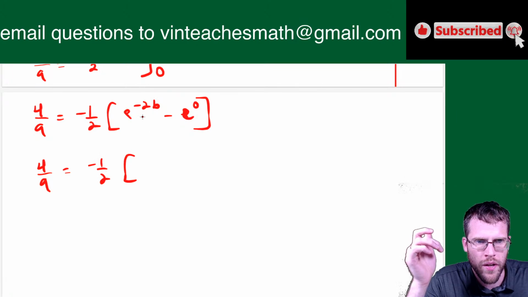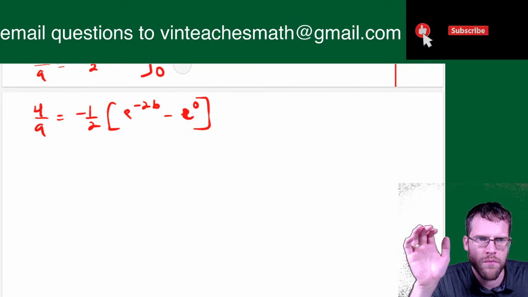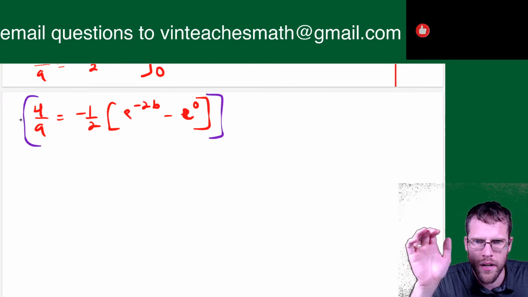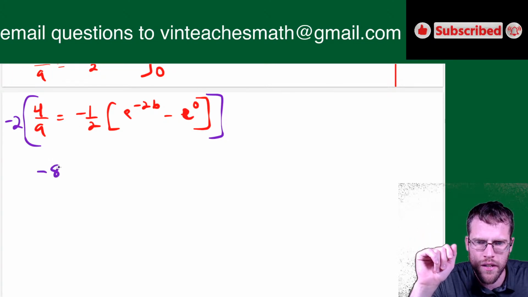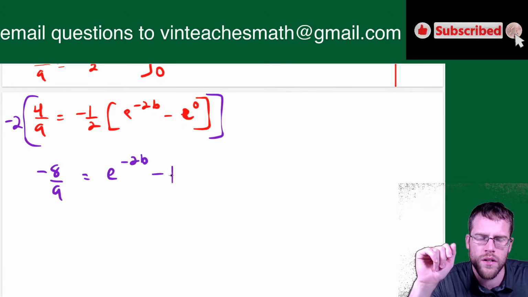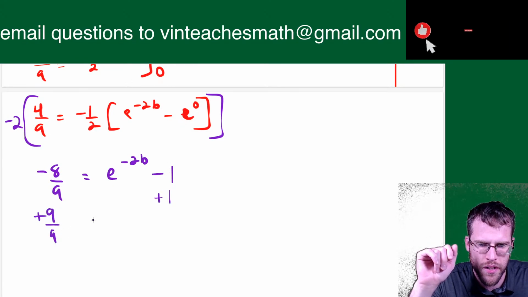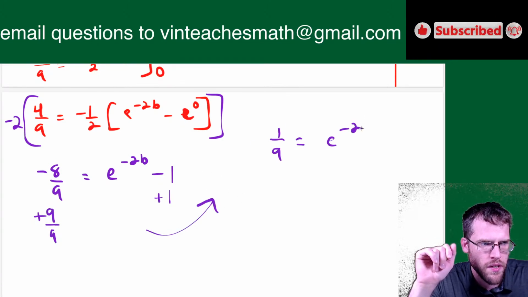There are a few ways we could go forward with this. Honestly, at this step, what I would probably do, because the algebra gets a little tricky, is multiply this entire equation by -2, because that's going to cancel the -1/2. That's going to give us negative 8/9 equals e to the minus 2b minus 1. And then we could add 1 to both sides, which is the same thing as 9/9. So this is going to be 1/9 equals e to the minus 2b.